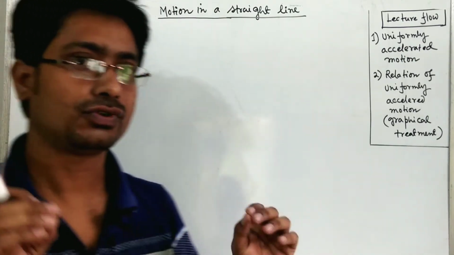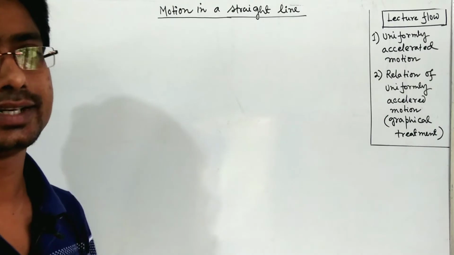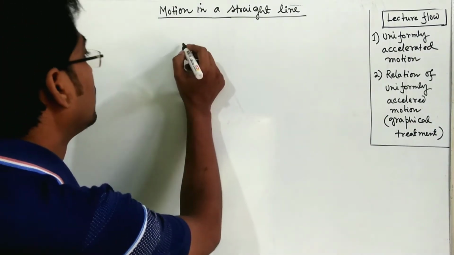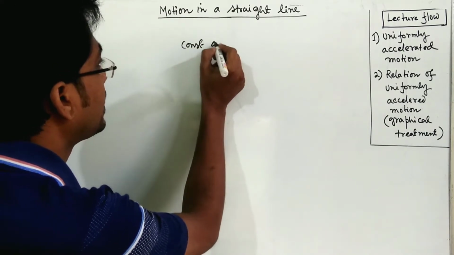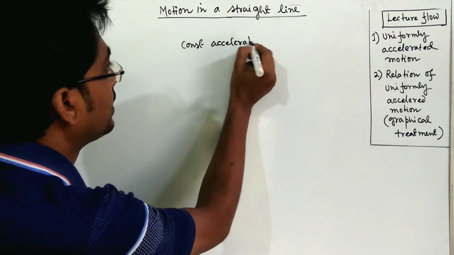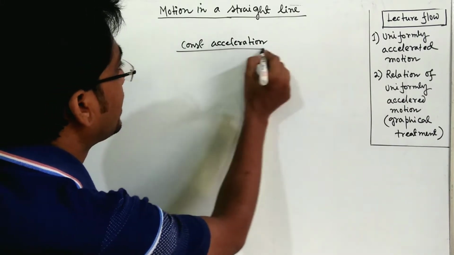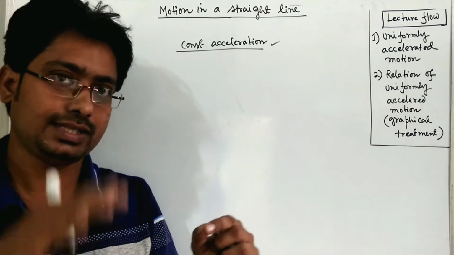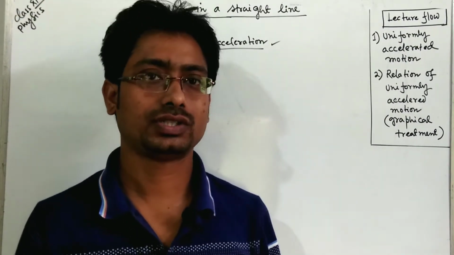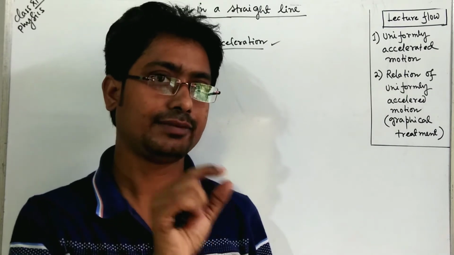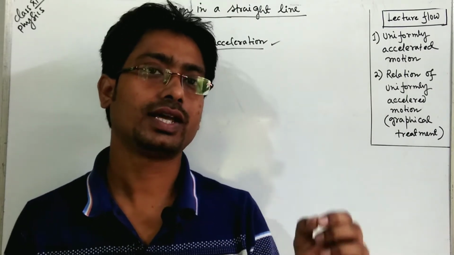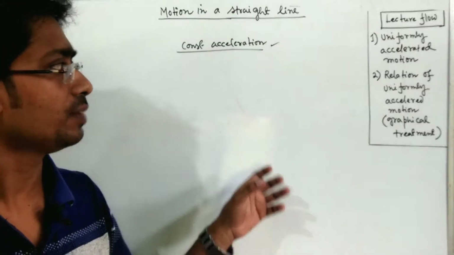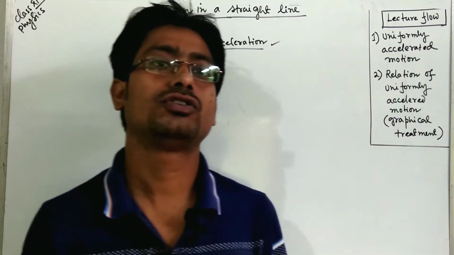So first of all we focus on the uniform accelerated motion. So what is uniform accelerated motion? If a body undergoes constant acceleration, then we can say the body is in uniform accelerated motion. And in these situations of motion, the body's velocity changes. The increment or decrement of the velocity will be equal in equal intervals of time. So this is a special kind of motion where acceleration is always constant.